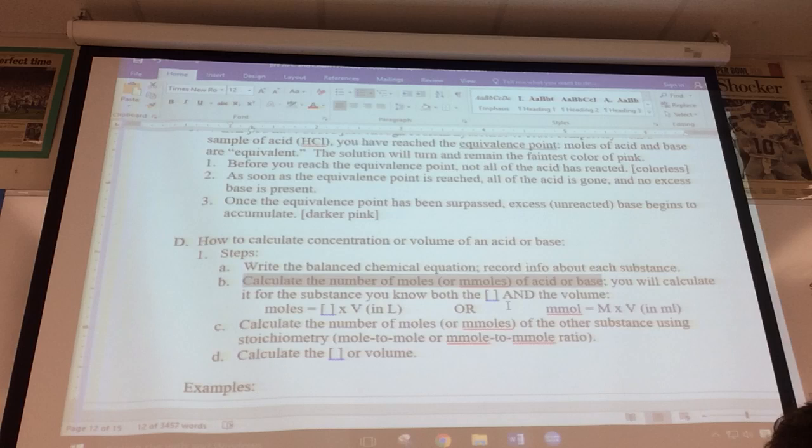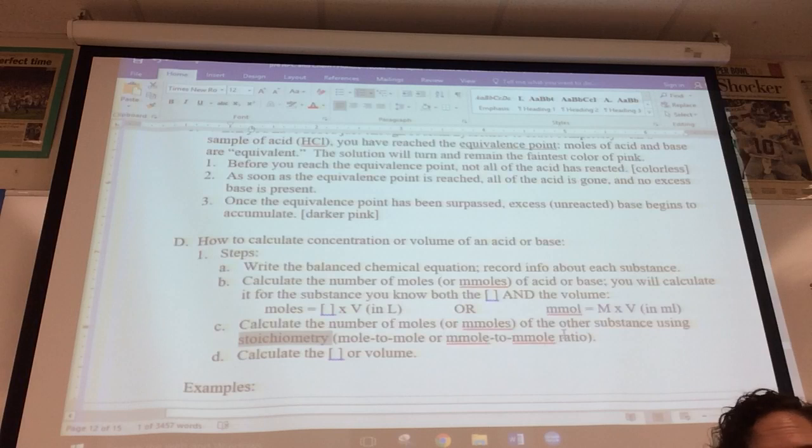So in step B, we'll calculate the millimoles of the acid or base that we have both the concentration and volume of. Next, we're going to calculate the millimoles of the other substance using stoichiometry. And one really nice thing about this chapter is it reviews stoichiometry, it reviews some information or concepts that we learned in the solution chapter. It also goes into balancing equations, predicting products, etc. So a lot of concepts that we talked about earlier this semester.